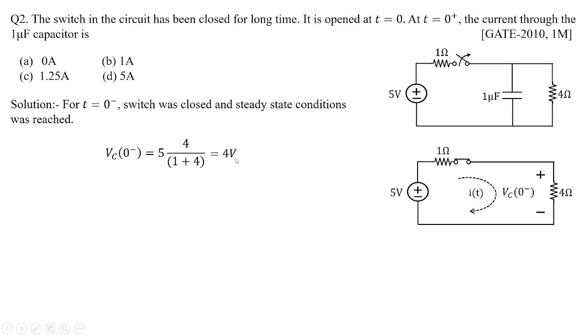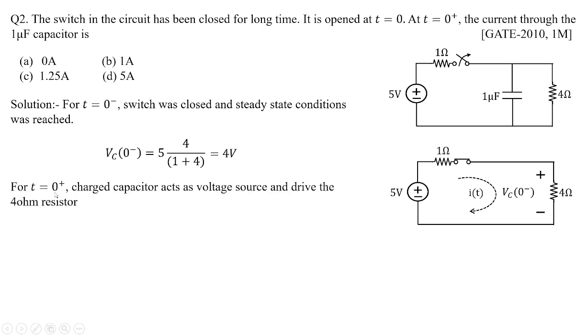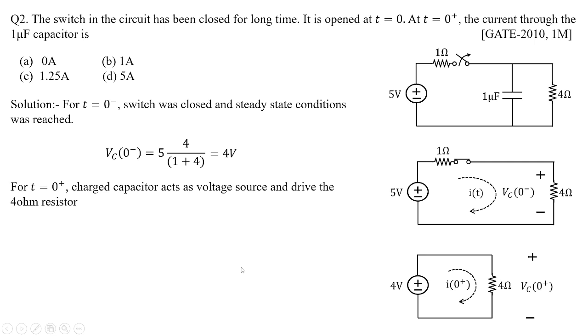Okay. Now, for t equal to 0 plus, the charged capacitor acts as a voltage source and drives the 4 ohm resistor. If that is true, from the given circuit, you can imagine the 1 microfarad capacitor is charged to 4 volts and it is driving the resistance of 4 ohms. So the voltage across the capacitor, in fact the voltage across the 4 ohm resistance, we calculate the current as 4 by 4, that is voltage by resistance, which is equal to 1 ampere. So option B is the right answer.